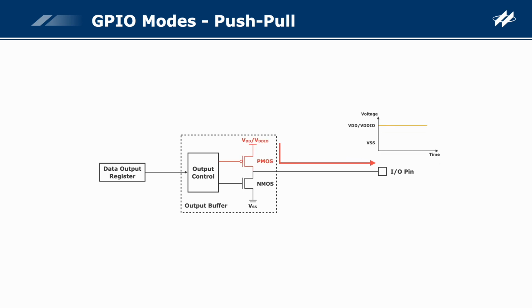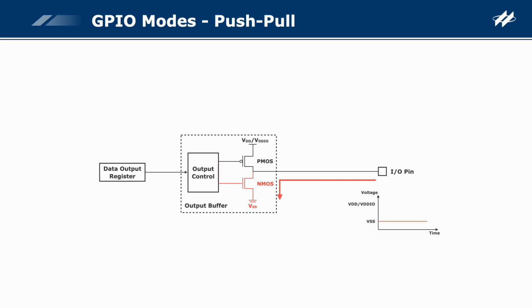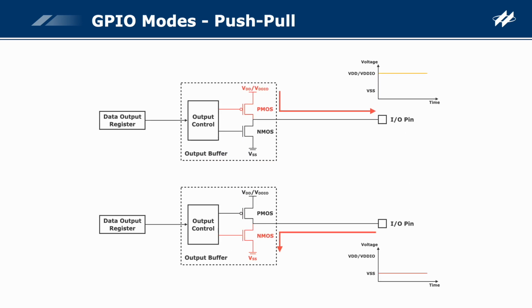When the I/O is controlled to output a high level, the PMOS that connects to VDD or VDDIO is turned on, the current flows to the external devices and is called source current. When the I/O is controlled to output a low level, the NMOS that connects to VSS is turned on, the current flows from the external devices and is called sink current. That's how the push-pull mode works.